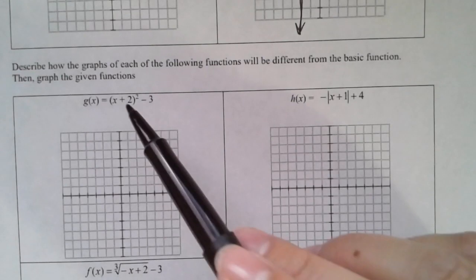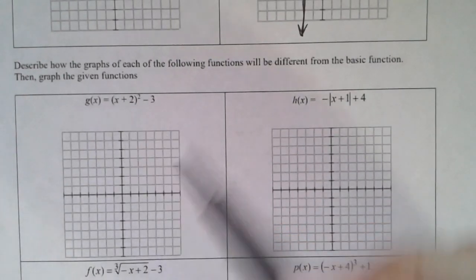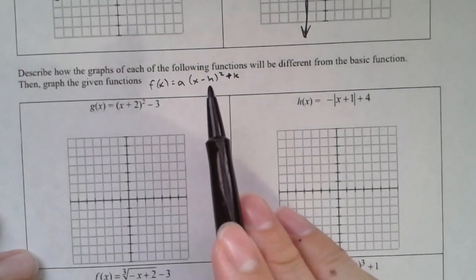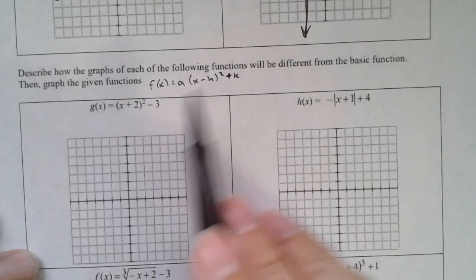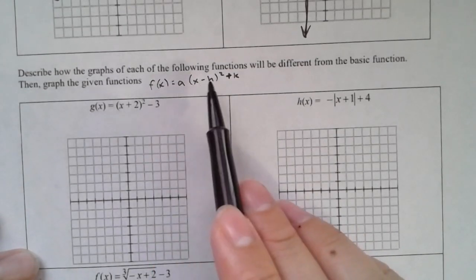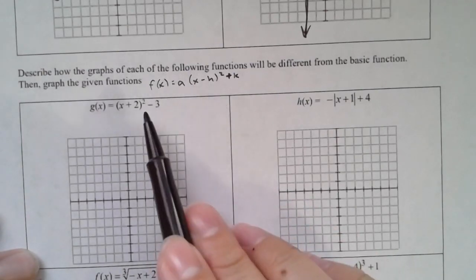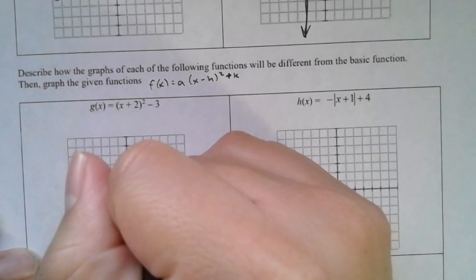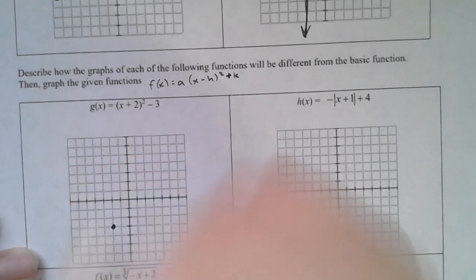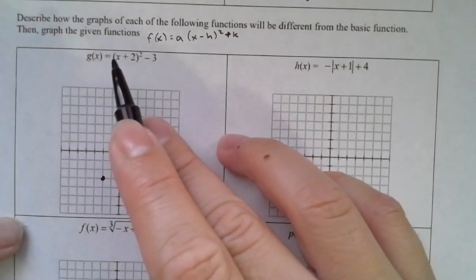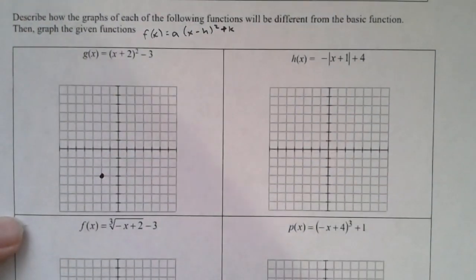Okay, I can read the vertex straight off this, right? Remember that it was f of x is equal to a times x minus h squared plus k. Recall that my vertex is read off h and k. H is minus 2 because when I plug in minus 2 I get positive 2. So I have negative 2 comma negative 3. So my vertex is right there. Now there's no stretch, it's just 1, right? So that's basically it.